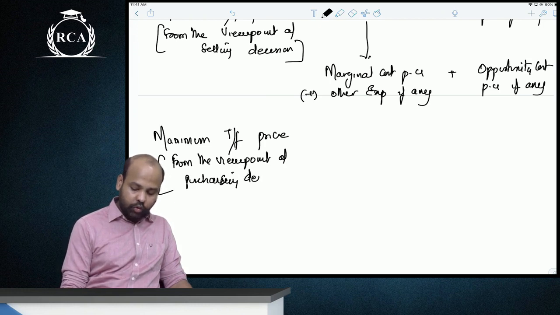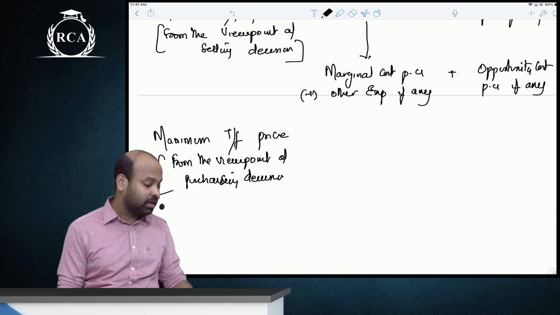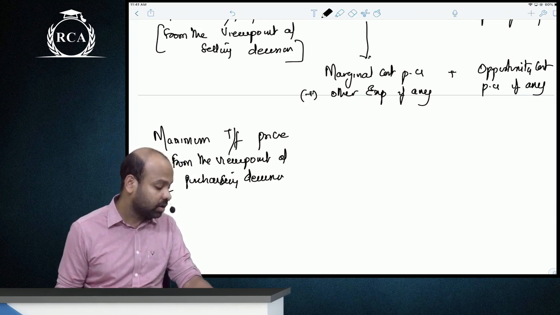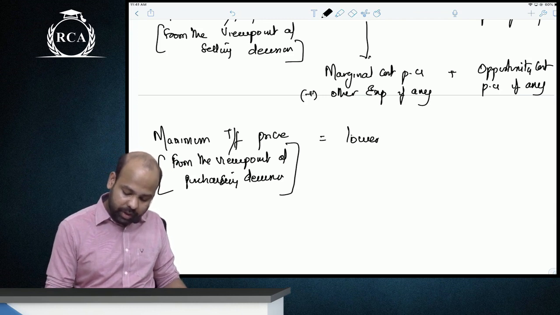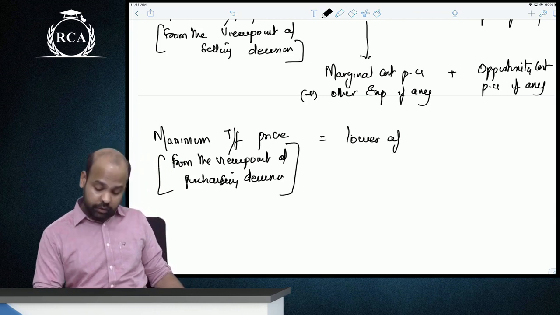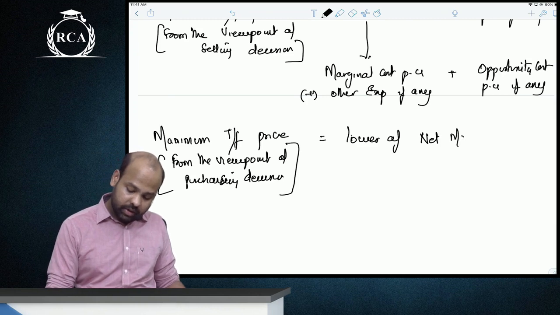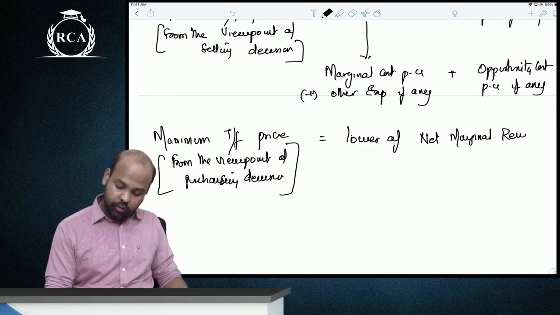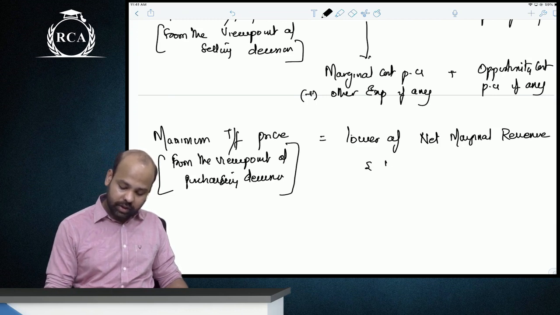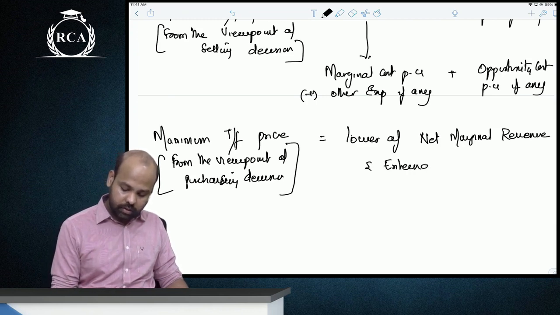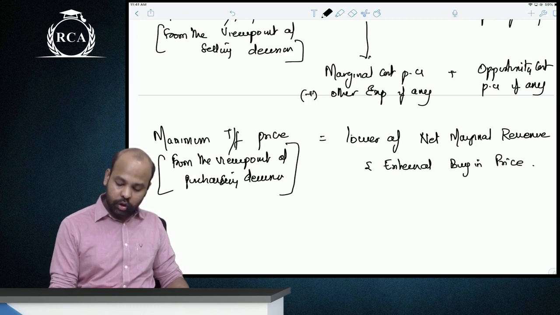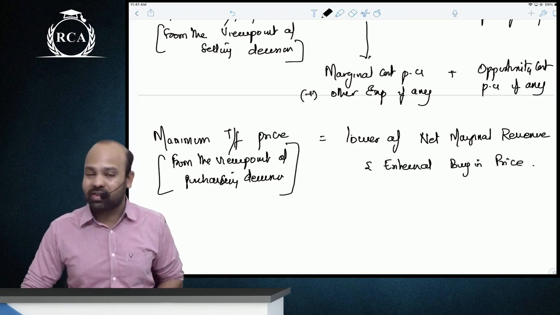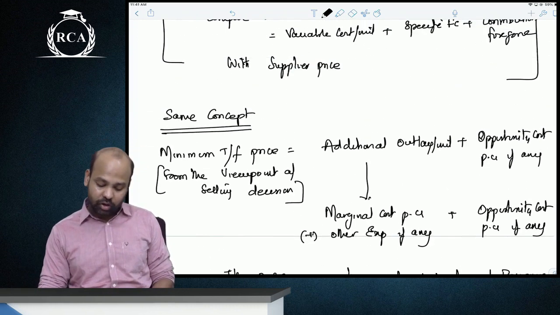Here they use a concept called net incremental margin, net marginal revenue. So they write maximum transfer price as the lower of net marginal revenue and external buying price. Lower of net marginal revenue and external buying price. That is your maximum transfer price.